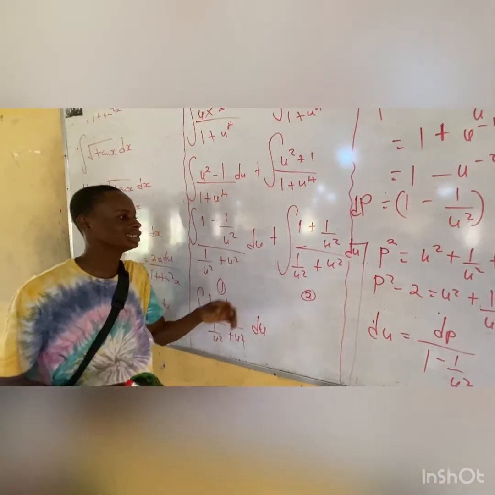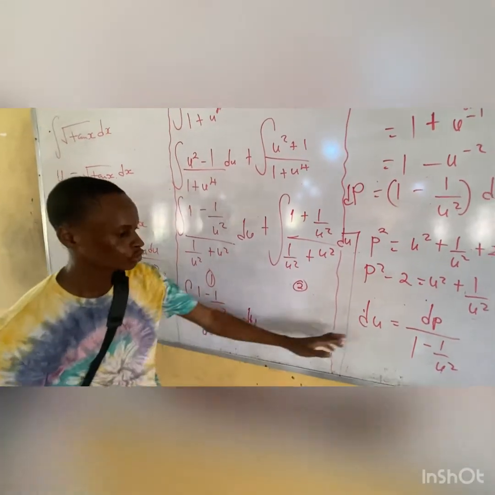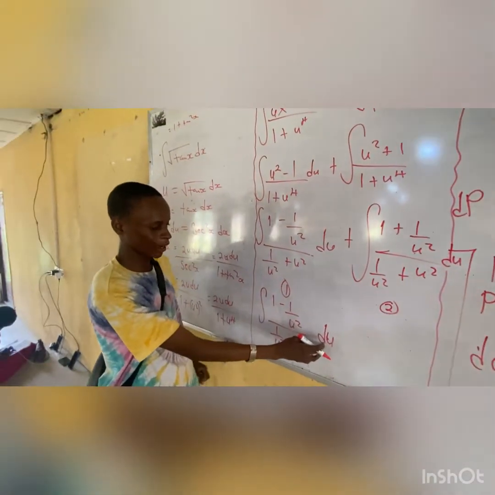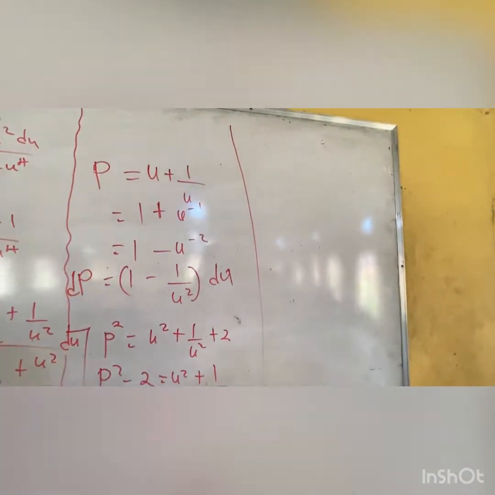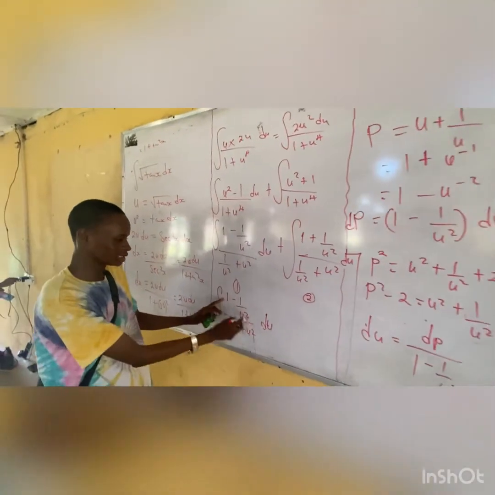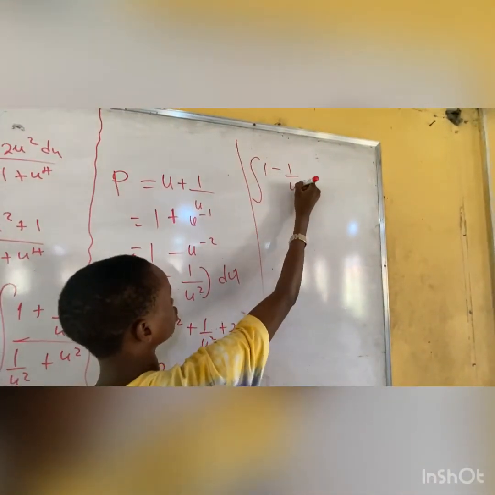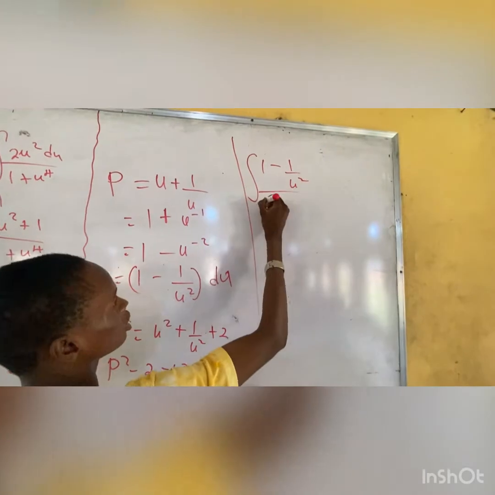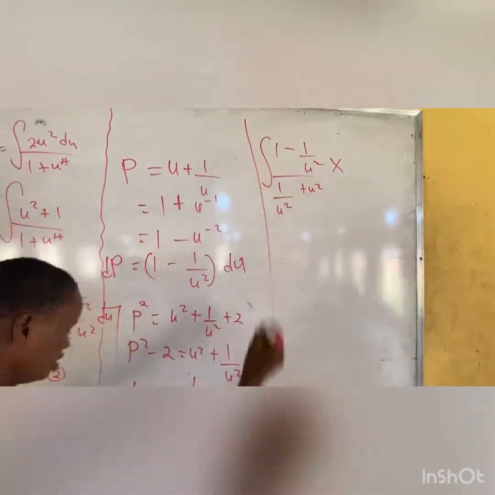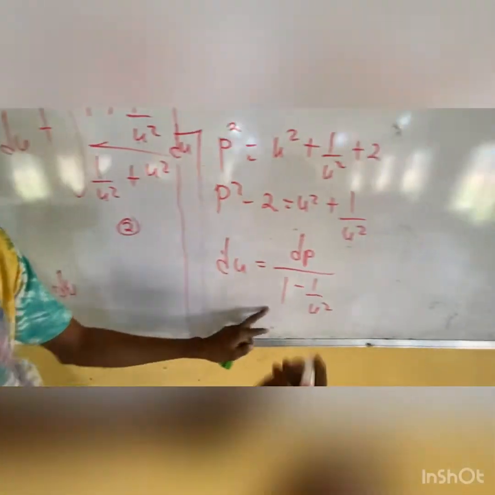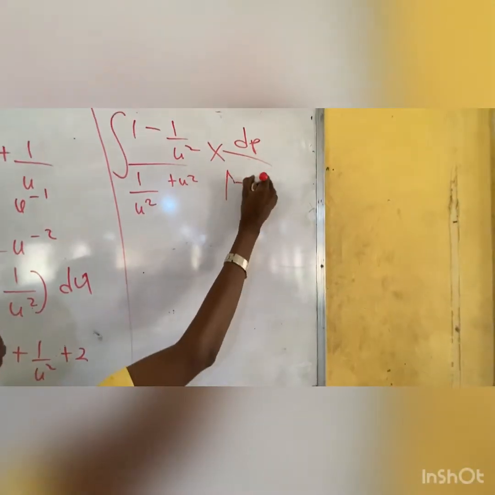Don't forget, we are still dealing with the first integral. This is the second integral, this is the first integral. So bringing this back to this place, you see we have the u and we have the u. So you can see clearly that one will surely cancel out. So the integral becomes 1 minus 1 over u squared over 1 over u squared plus u squared multiplied by du. What is du? Du is dp, all over 1 minus 1 over u squared.